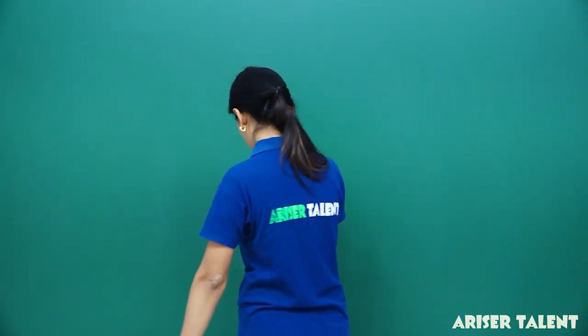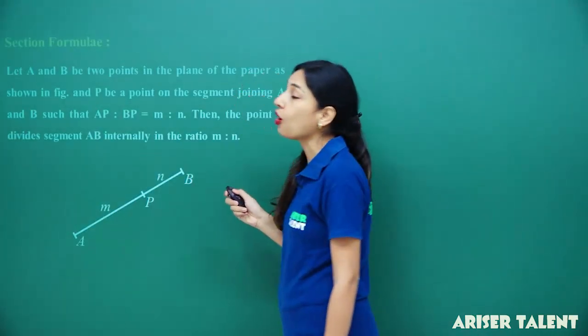I've just briefed you about this whole section formula, that a line can be divided internally and externally by a point, and how we'll find the coordinate of that particular point, we'll see in this lecture. And we will then do some questions. Okay, so let's start with the theory part, because it's important for you guys to understand the theory before moving to the questions on numericals. So here it is, the section formula.